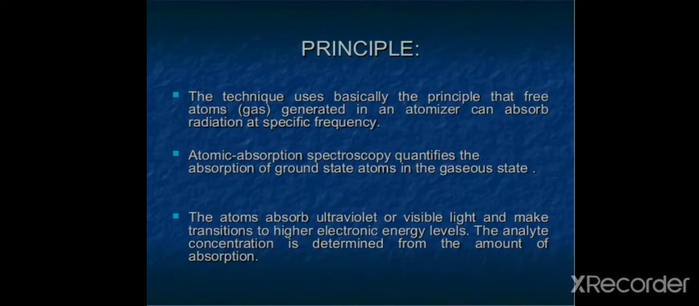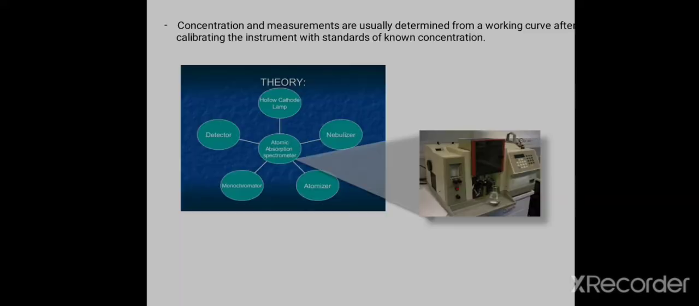Principles of AAS. The technique uses the principle that free atoms generated in an atomizer can absorb radiation at a specific frequency. Atomic absorption spectroscopy quantifies the absorption of ground state atoms in the gaseous state. The atoms absorb ultraviolet or visible light and make transitions to higher electronic energy levels. The analyte concentration is determined from the amount of absorption. Concentration measurements are usually determined from a working curve after calibrating the instrument with standards of known concentration.